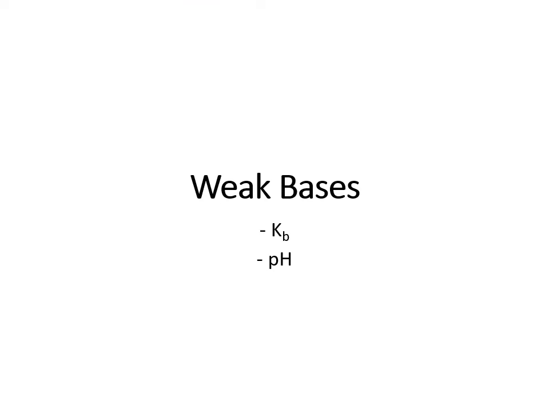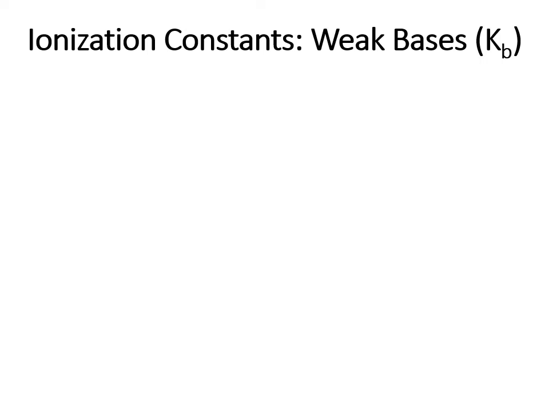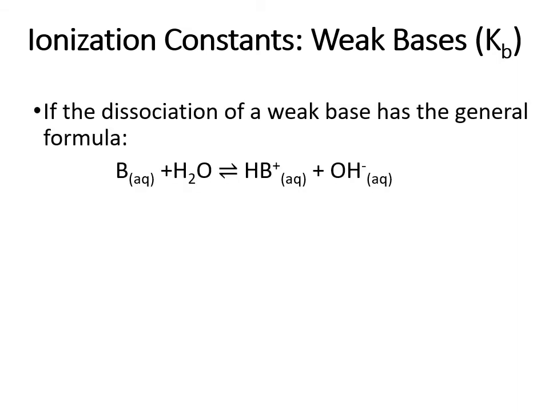All right, weak bases. We're going to look at the Kb for weak bases, so the equilibrium constant for weak bases, as well as the pH, and of course with bases we may want to write that as pOH. So the ionization constant is the Kb value for bases, and essentially this is to what extent the weak base is going to be picking up hydrogen ions. When you're dealing with a base, we can think of them as taking a hydrogen ion from water, so they are now going to have that hydrogen ion, and they're going to leave behind a hydroxide.